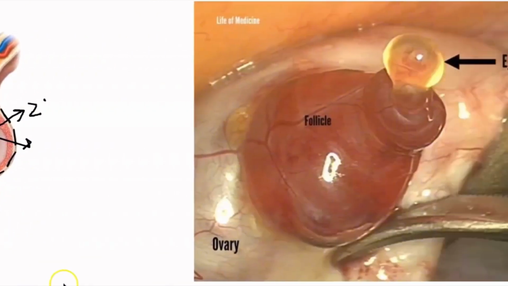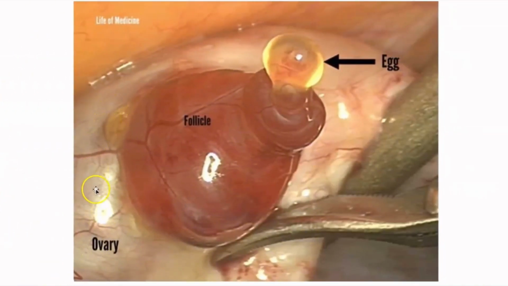Here's a photograph of the ovary just prior to ovulation, where we can see the ovary with the whitish appearance in the background, and we can see the follicle bulging from the surface, and then you can even see the oocyte about to be released. And so you can see it's like a blister that forms on the surface of the ovary.